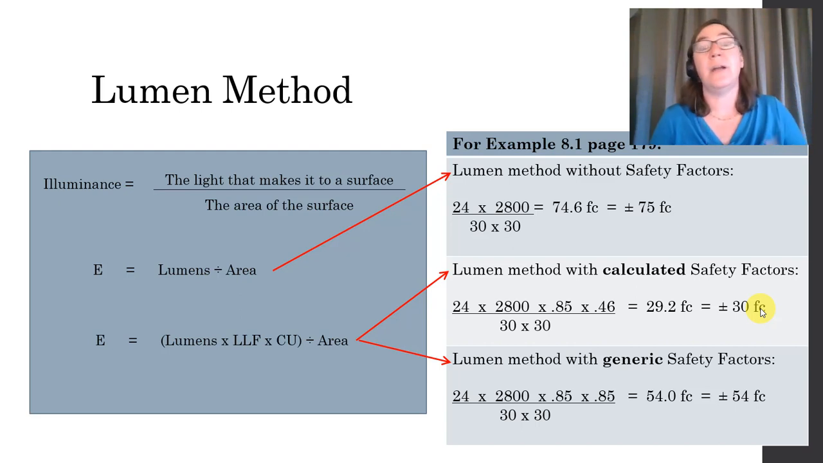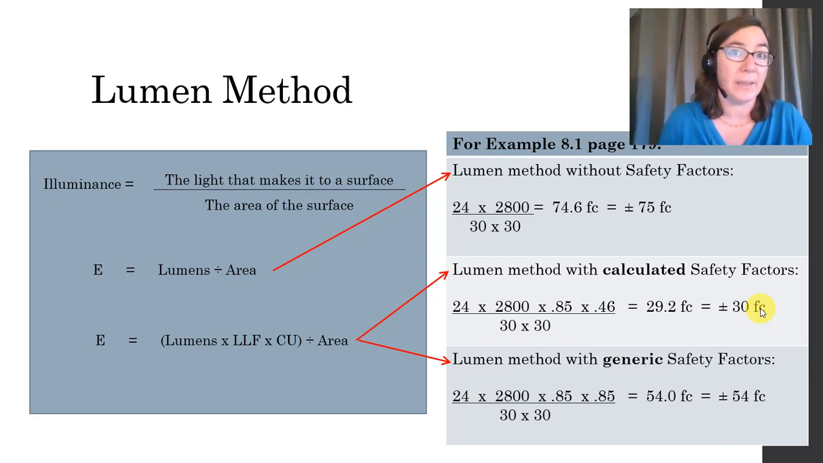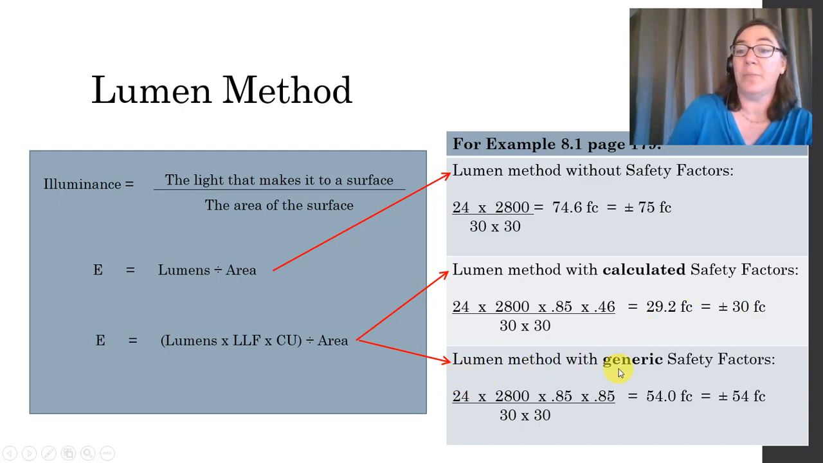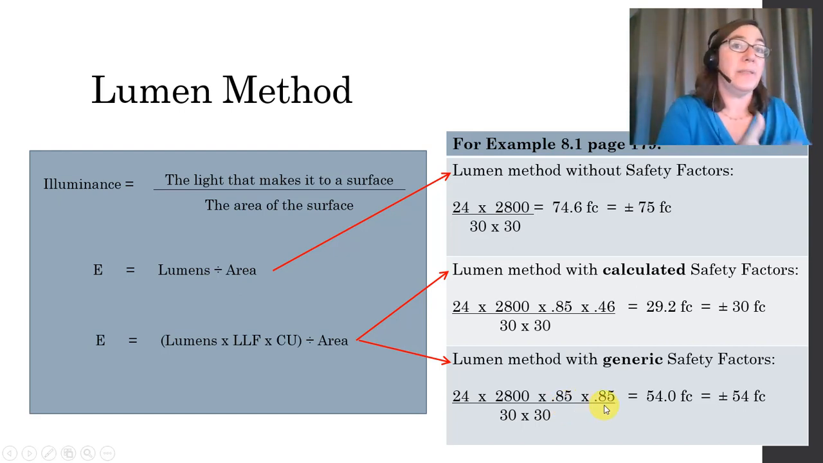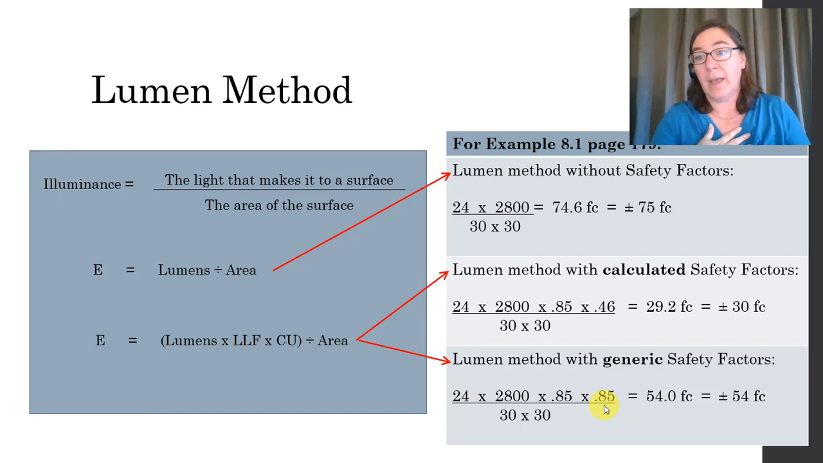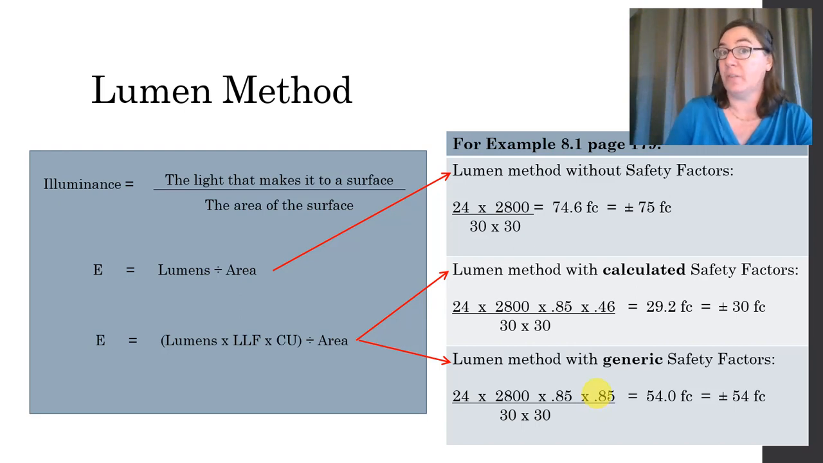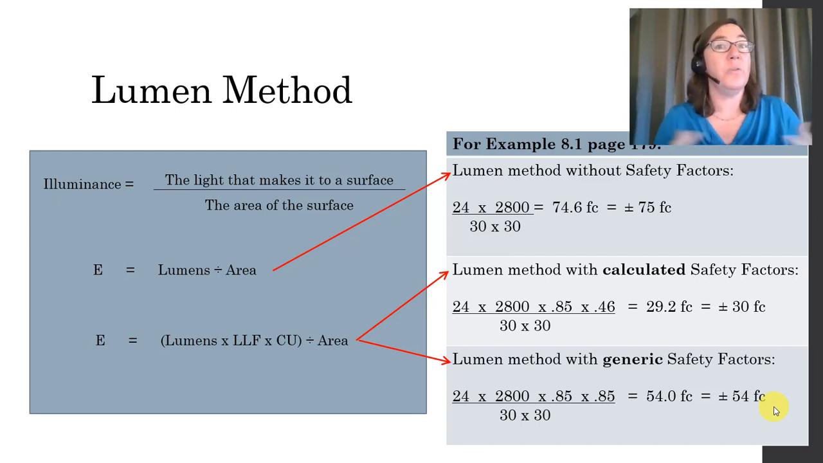All right, but you say, okay, Sarah, I'm just going to use the generic. This is too hard to calculate. Take a look. If we use the lumen method with the generic safety factors, well, the light loss factor is 85%. We're spot on. All right. But taking a look at that luminaire and realizing that it's a downlight, we used the 85% generic coefficient of utilization. That was a little too high for this particular luminaire, and we ended up with an illumination level of the room of 54 foot candles. This overstates how much illumination we're actually going to get. All right, it's not as good of a calculation.